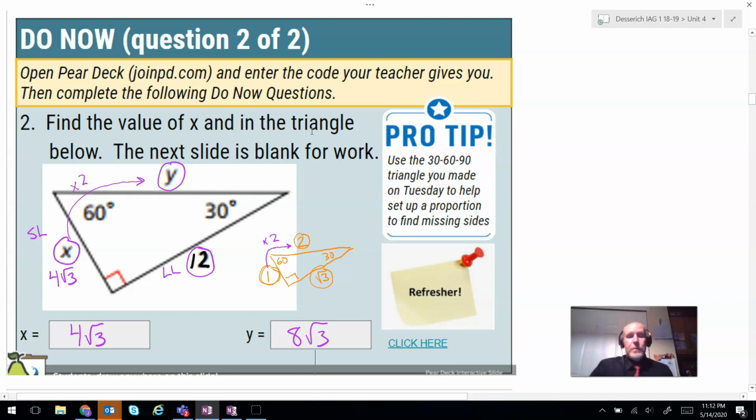And if you're getting that right, that's great. If you're not and you're still struggling, that's okay. We'll keep working on this.